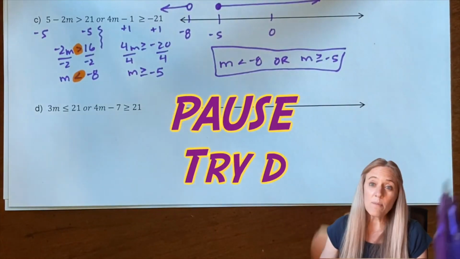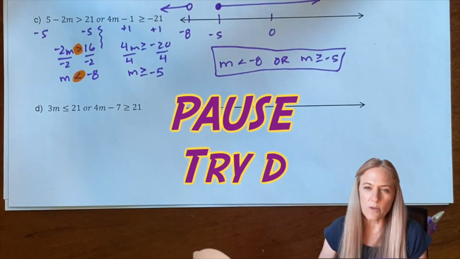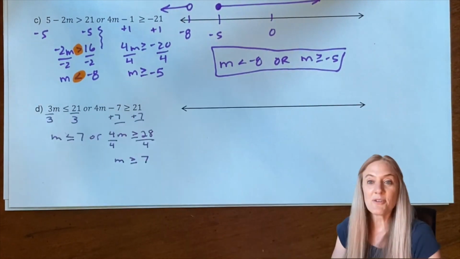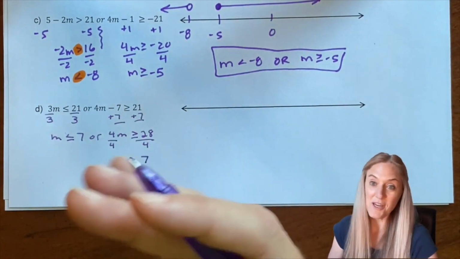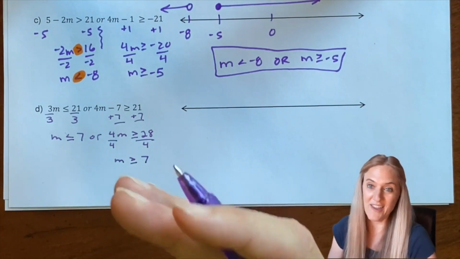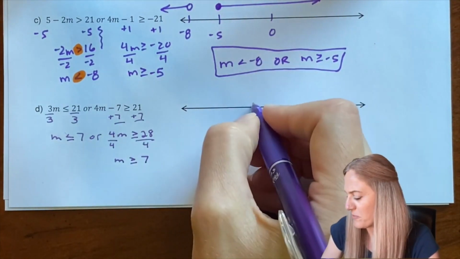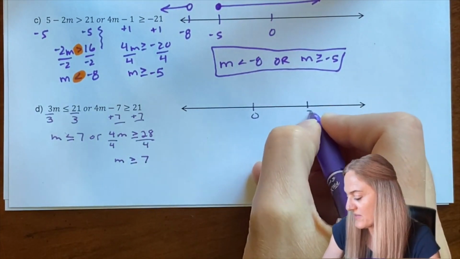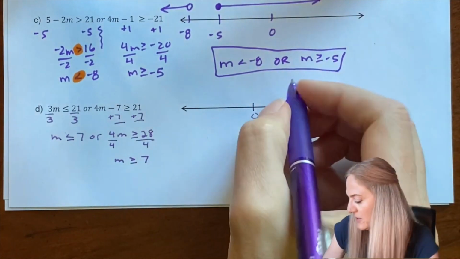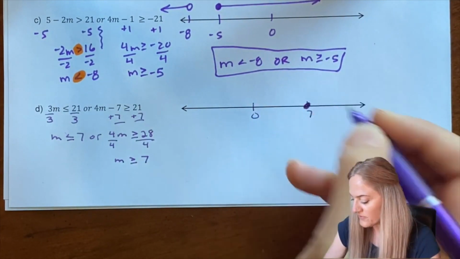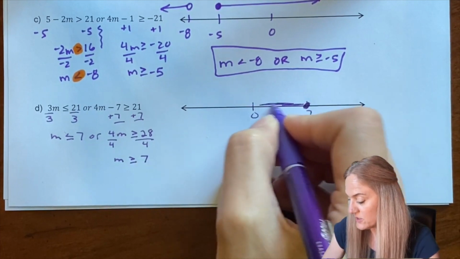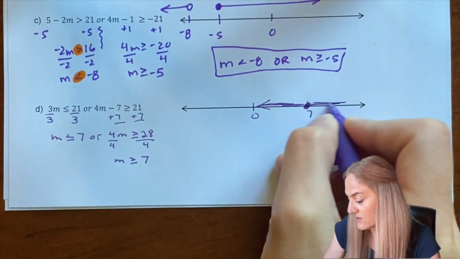Okay, D, go ahead and pause it, do it, and then I'll come back and check the work with you and see if you need help graphing. So this is interesting. We get m is less than or equal to 7, or m is greater than or equal to 7. When we go to graph that, we put our 0, we put 7, and it's supposed to equal, so I'm going to totally shade in 7, but the first one says less than or equal to, and the second one says greater than or equal to 7.